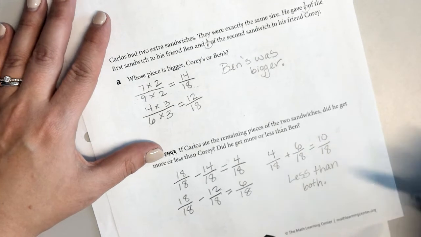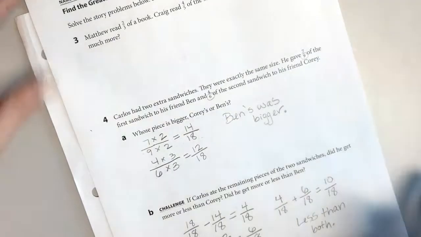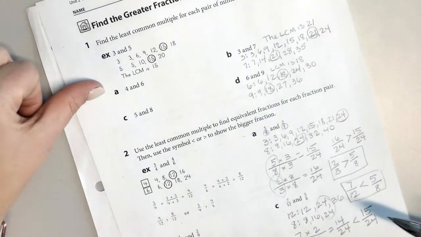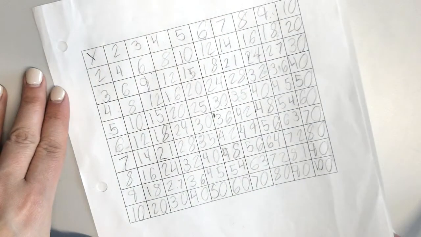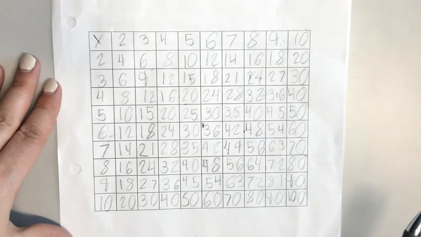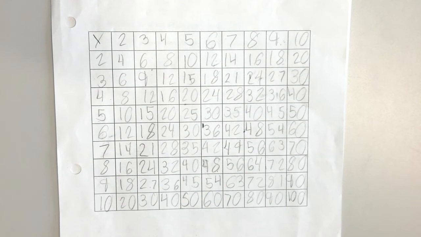Okay, now you can go back and finish number 3 and the ones we didn't do on the front, A, C, and B. And as I said, I'm going to leave the multiplication table showing. So if you need to make a new copy, you can pause it and do that. There you go.